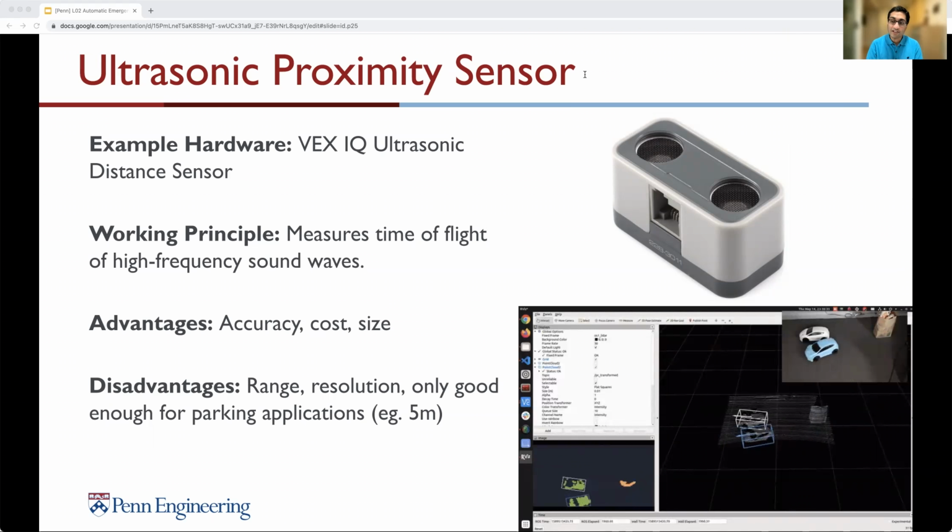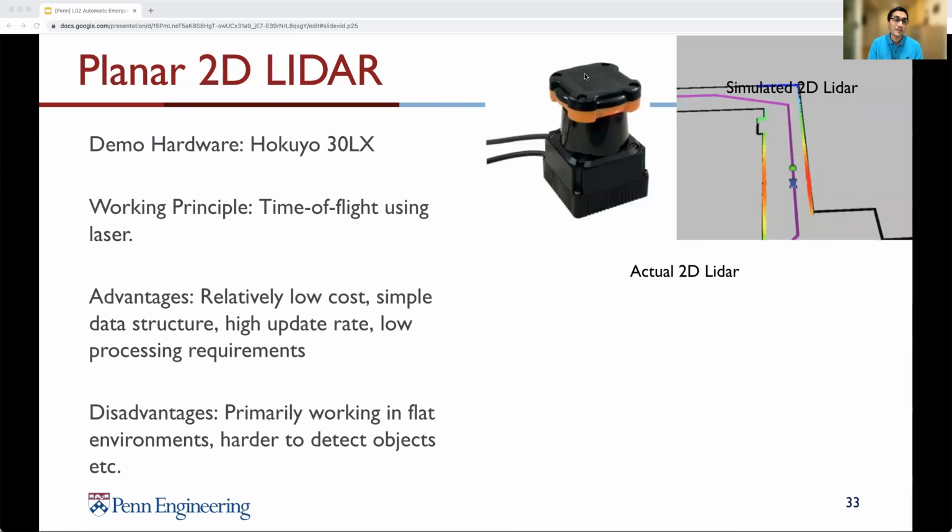In the bottom right, you can see an example of parallel parking using an automated parking application using the F1TENTH. And this is an example of how a radar could be used to identify near objects.